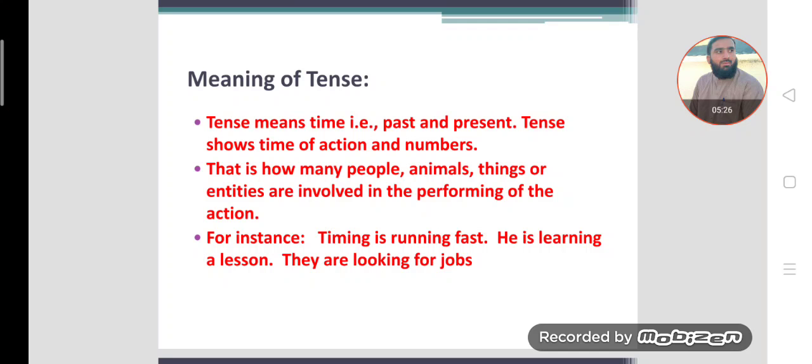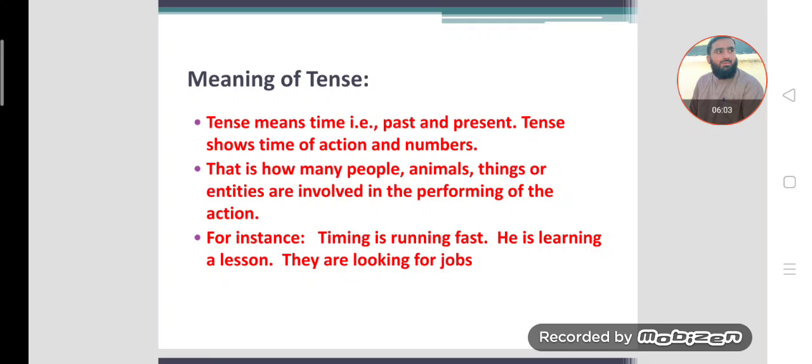Tense shows us the time of an action and the numbers, like how many people will be involved in that very action. This is also indicated by the tense. Number means how many people, animals, things or entities are involved in the performing of the action. So we are knowing these things on the basis of tense.